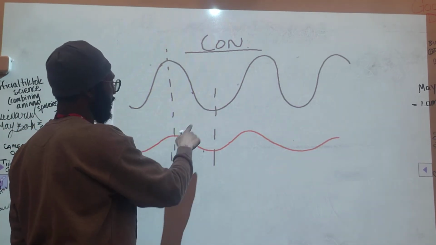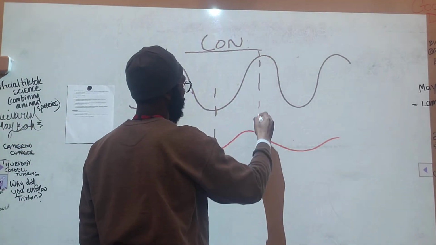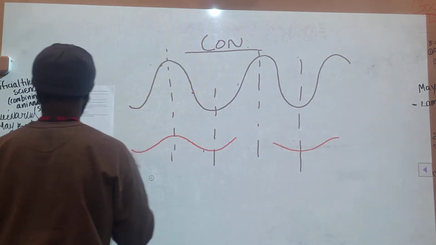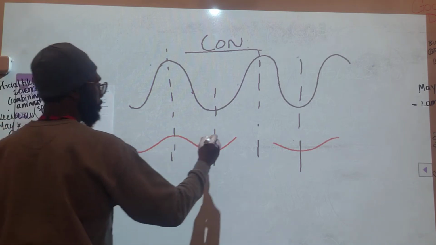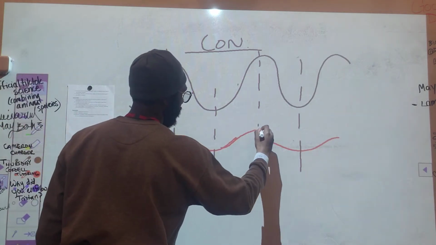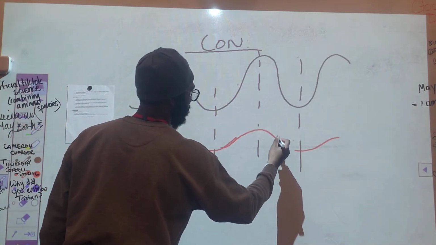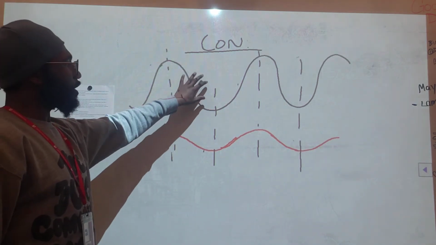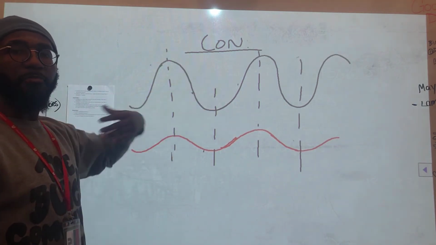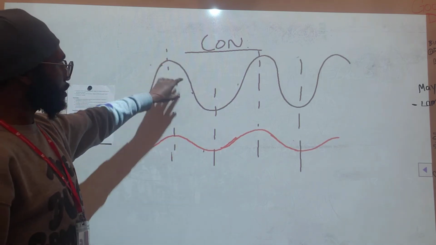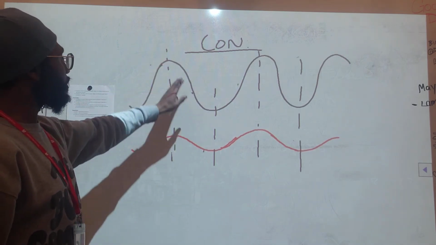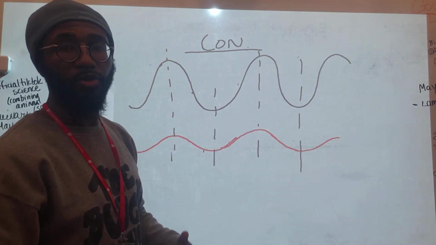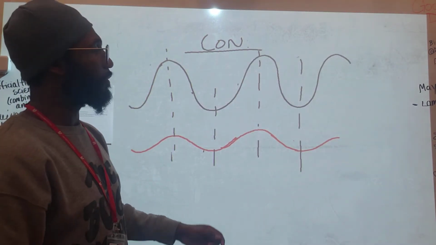My crests line up, my troughs line up, my crests line up, my troughs line up. This one's a little off. Let me line that up a bit more. All right. So as you see, even if one wave is bigger or has a larger amplitude than another wave, as long as they line up with each other, they're going to combine to make a bigger wave.